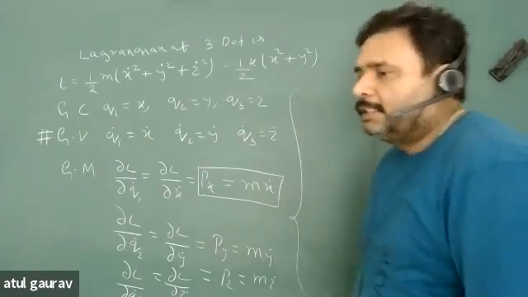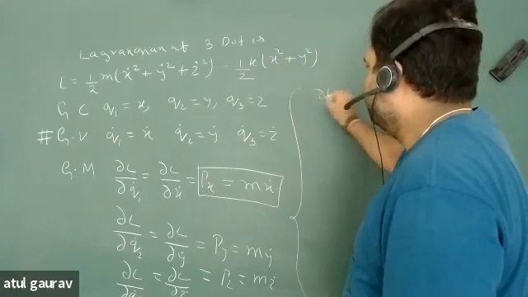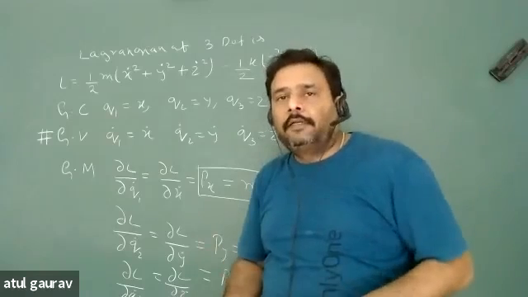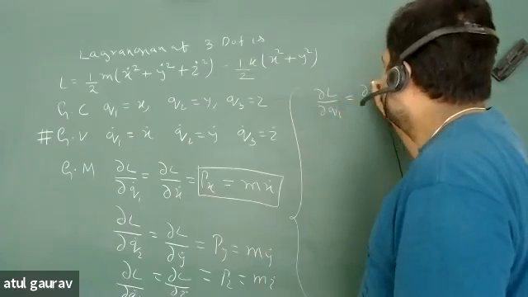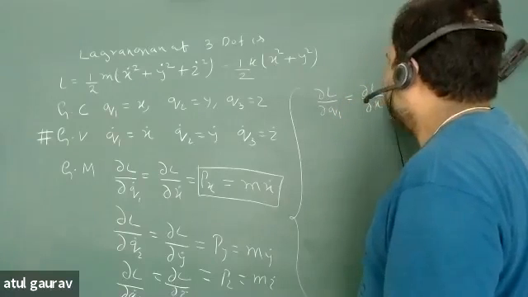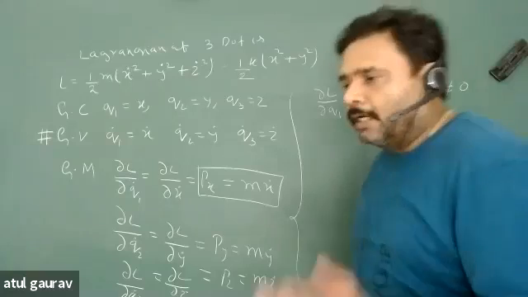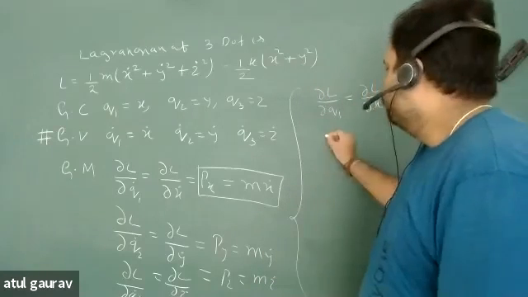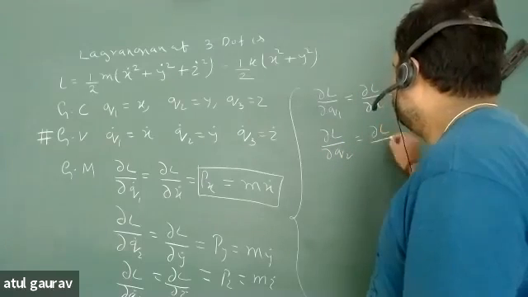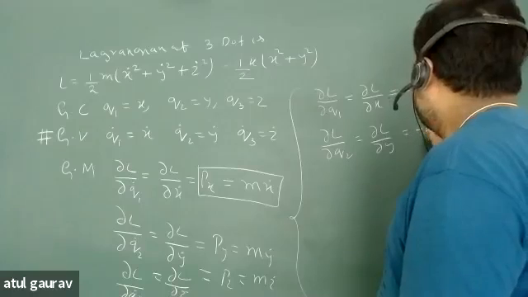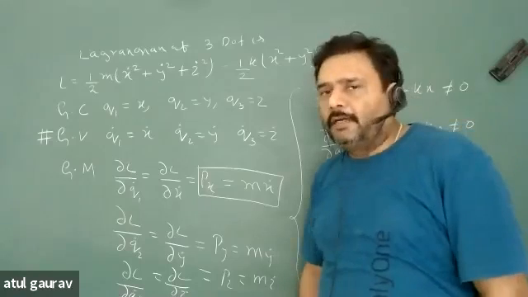Now, let's try to find the cyclic coordinate. We have to check whether each is a cyclic coordinate or not. Del L upon del q1, which is del L upon del x, will be minus kx. So this is not 0, and x is not a cyclic coordinate. Then del L upon del q2, del L upon del y is minus ky, which is also not equal to 0. So y is also not a cyclic coordinate.